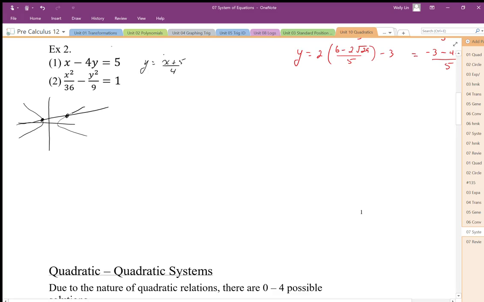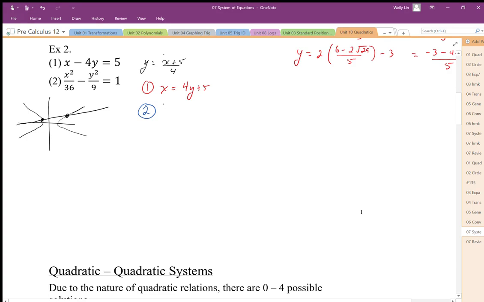So there's two options here. I can solve for y, so I can replace the y here, or we can isolate the x here and replace the x here. I'm going to try to avoid the fractions. So I'm going to take equation 1, and I'm going to make this x equals 4y plus 5. And then I'm going to substitute into equation 2.